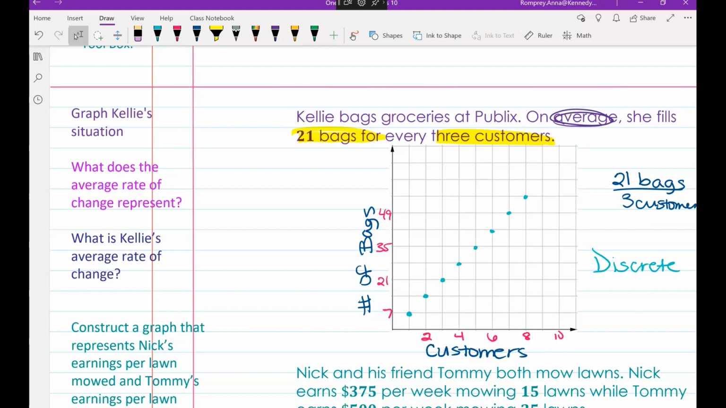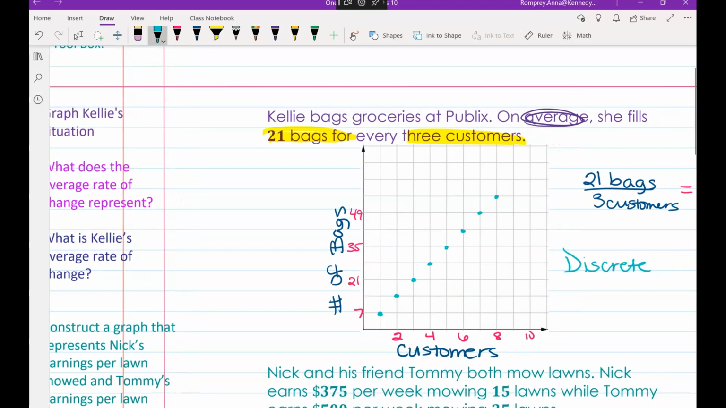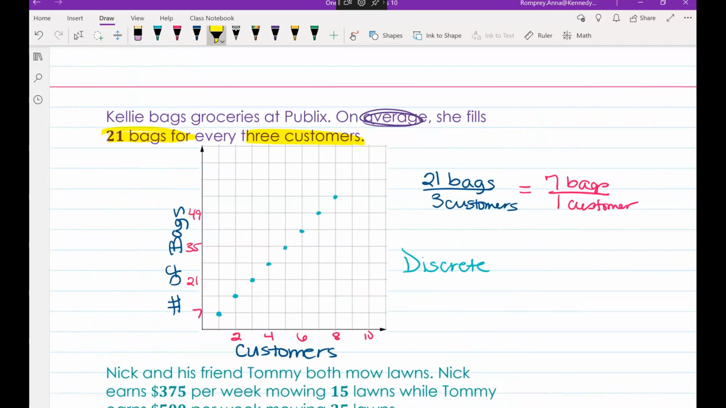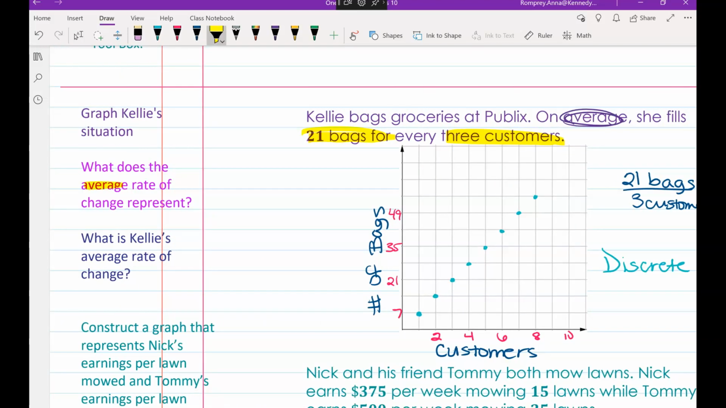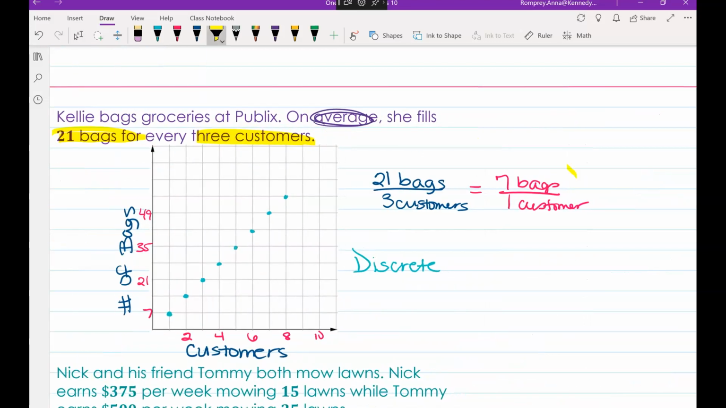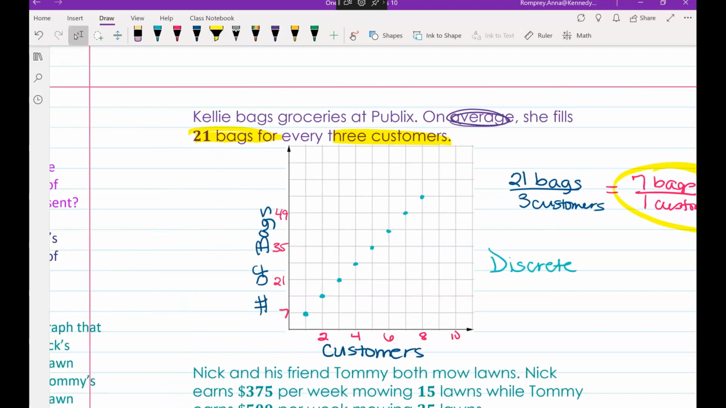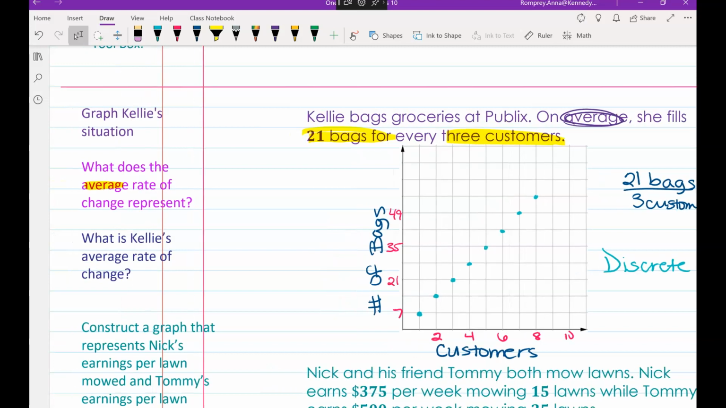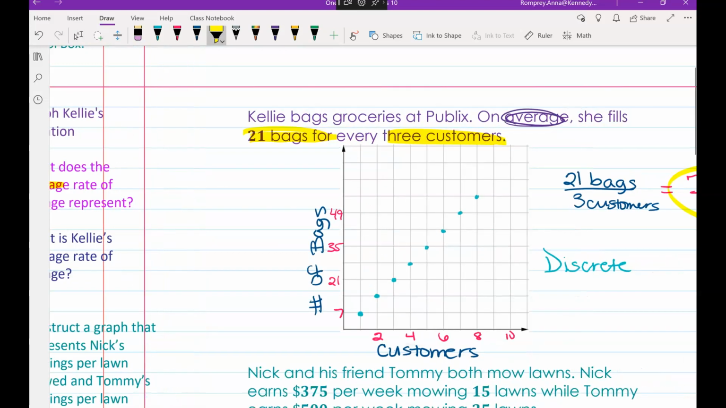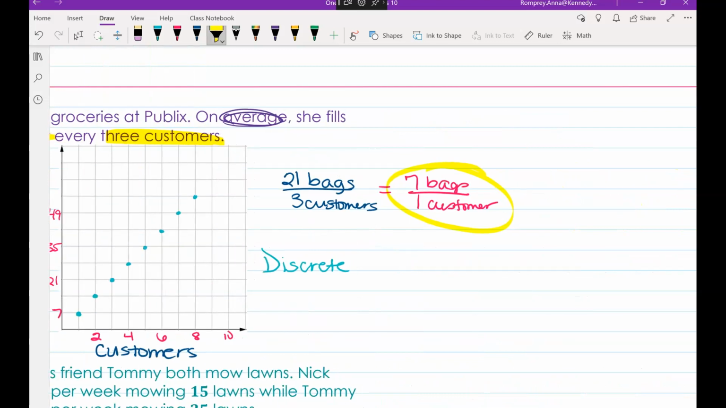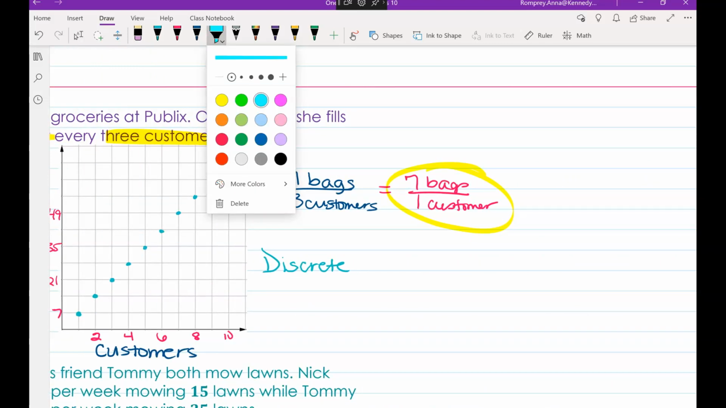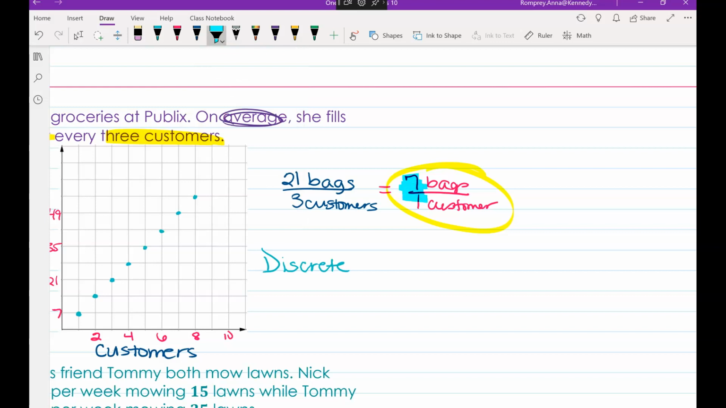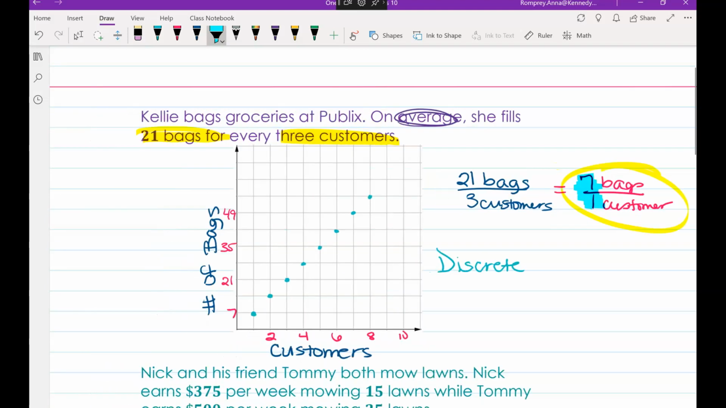So graph Kelly's situation. Yep, we did. What does the average rate of change represent? Well, the average rate of change, so that's the key there. I'm going to highlight that. Average rate of change is how many bags per 1 customer. So that's our unit rate. Hopefully some of this is sounding familiar from old vocab. So it says, what is Kelly's average rate of change? So her average rate of change is that 7/1. That is her average rate of change.